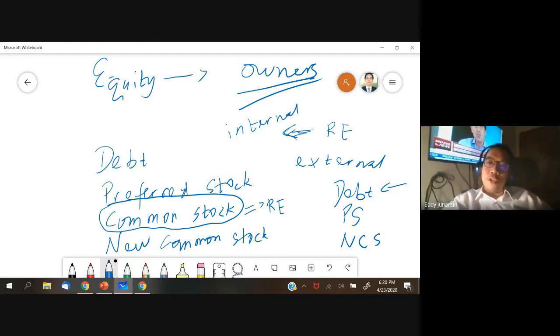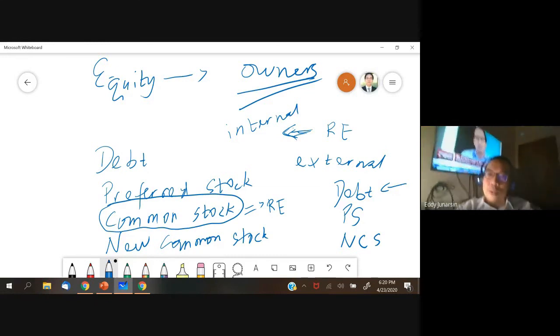Okay, so we start from internal, and if it's not enough, then we look for external financing, starting from debt, right? Because debt is not only the easiest, but it is also the cheapest. So external, the easiest and the cheapest, and then preferred stock, and the most difficult or the most complicated one, and also the worst signal, which is the new equity financing or new common stock.